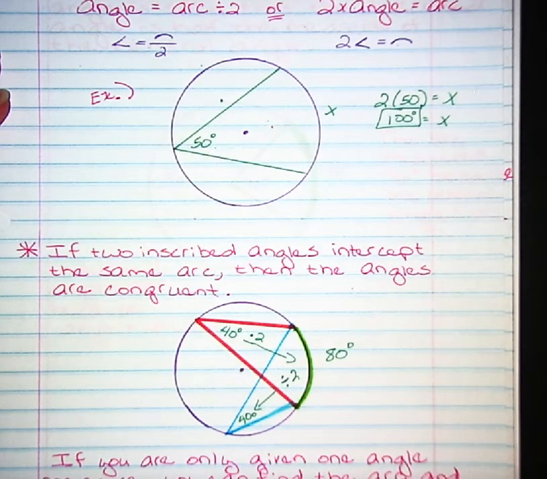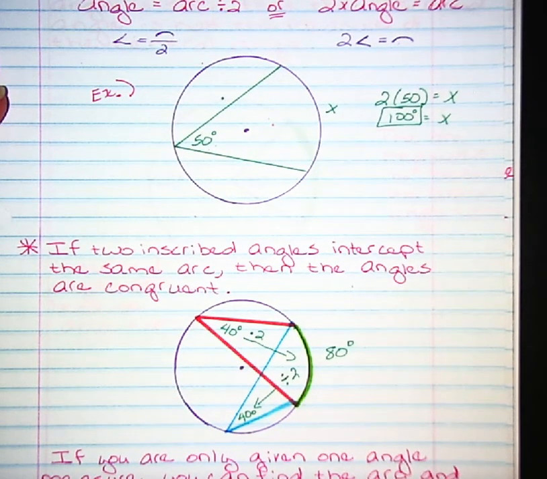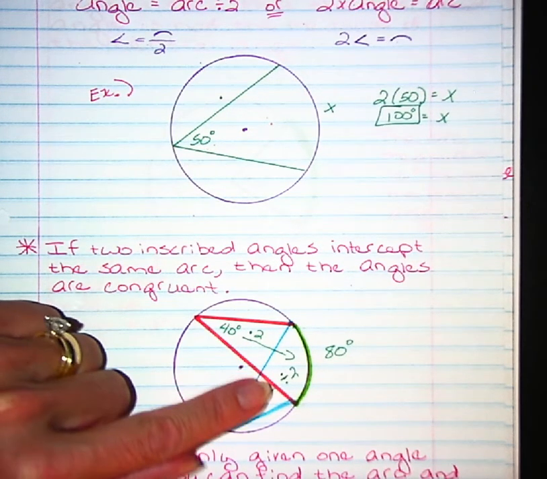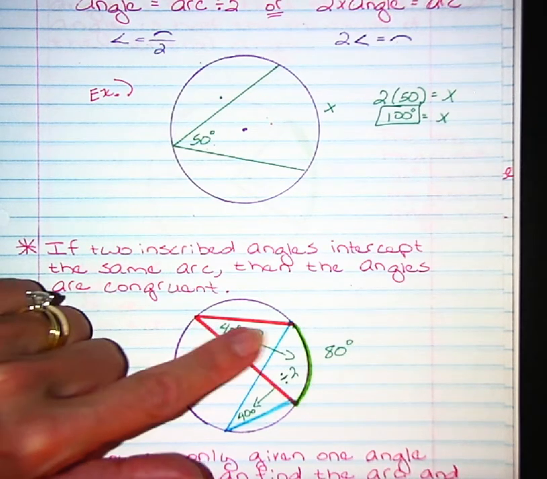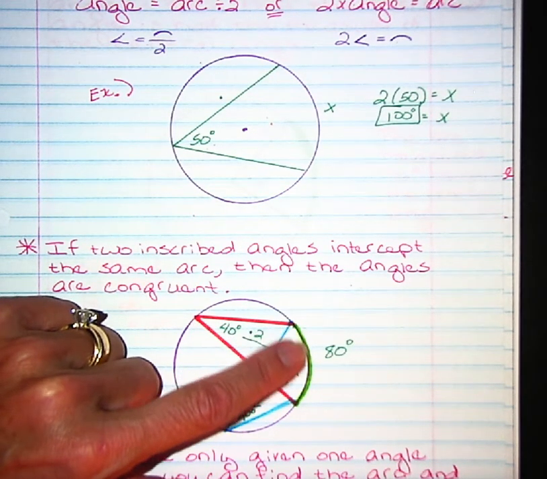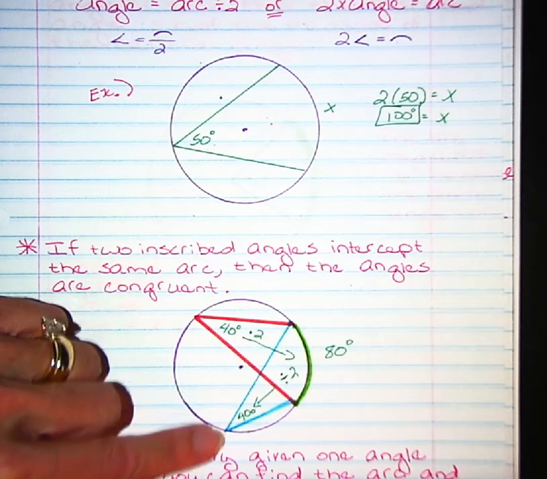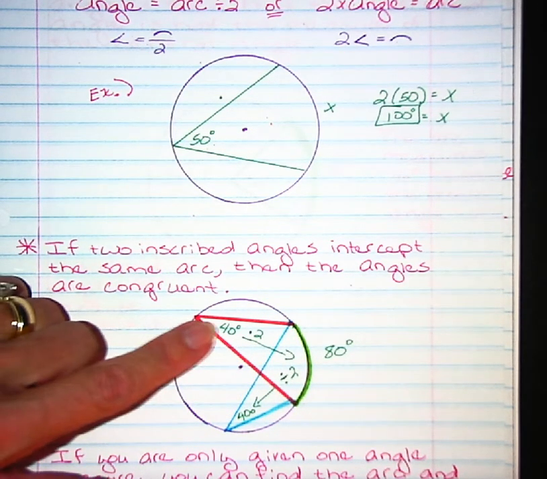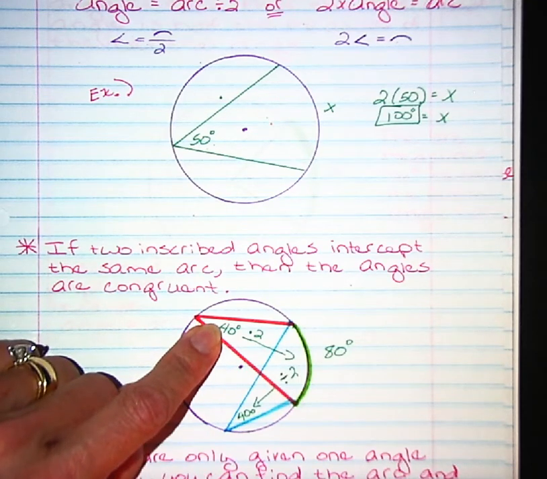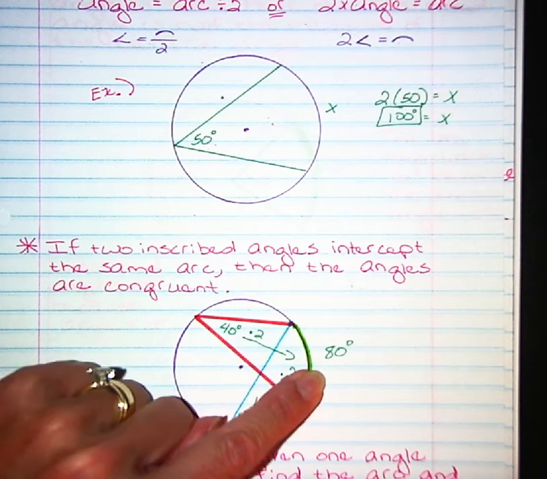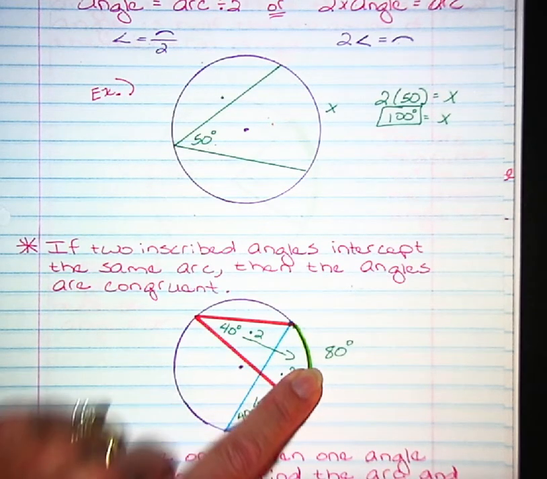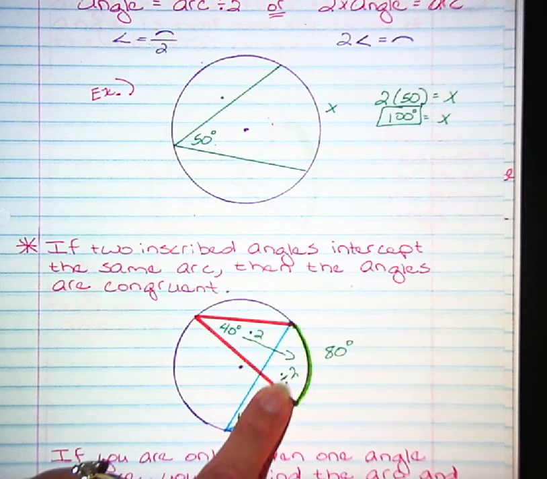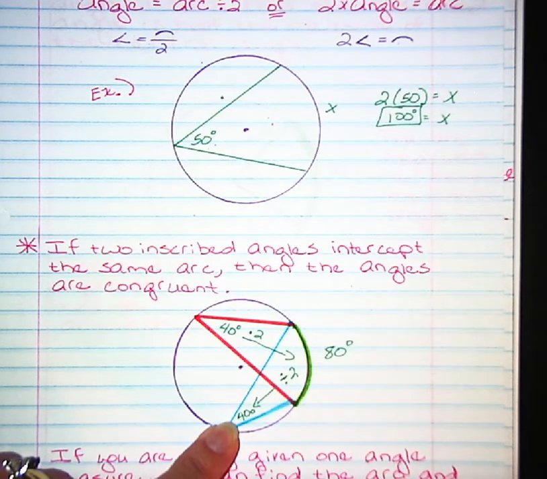Okay, if you have 2 inscribed angles that intercept the exact same arc, then the angles have to be congruent. So for example, I have a red angle here that measures 40 that intercepts this green arc here, and I have a blue angle here that also intercepts the exact same green arc. So if I know that the measure of the red one is 40, all I have to do is multiply that by 2 to get the measure of the arc, which is 80. If I want to get the measure of the blue one, all I have to do is take the arc of 80 and divide it by 2, and that gives me the measure of this inscribed angle of 40.